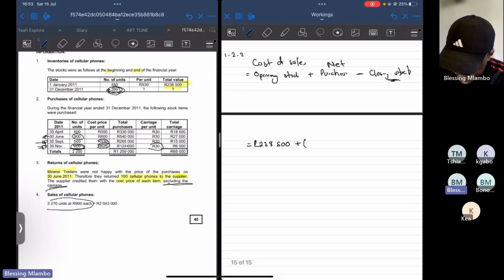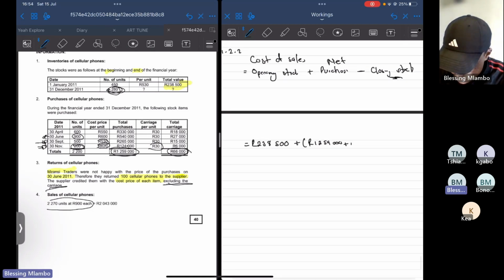So our net purchases will be, if we can just take this total over here and add this total over here, okay, cool. Our total purchases before we account for the returns was 2,259,123 plus include the carriage. Remember, I said whenever you're valuing your inventory, you must include the carriage fee, which the total carriage fee was how much? It was 66,000, right? So this is your total purchases.